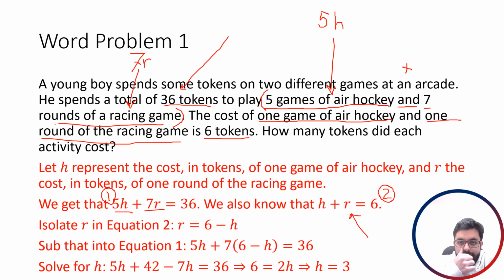And the question is, how many tokens did each activity cost? So basically, it's asking you to figure out what H is and what R is. That's it. So I'm going to isolate one of the variables in equation 2, just because that's a little bit easier. So I've just picked R. It could be H, could be R, doesn't matter. I'm going to isolate R. So in order to isolate R in equation 2 over here, I have to subtract H from both sides. So I get R equals 6 minus H.